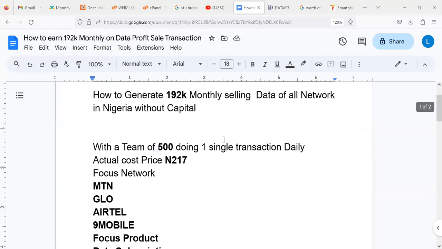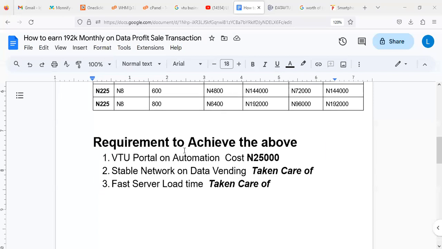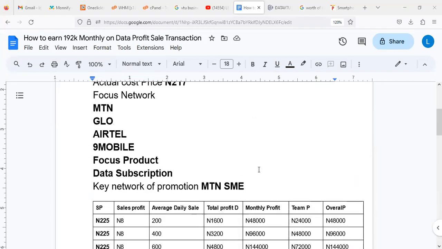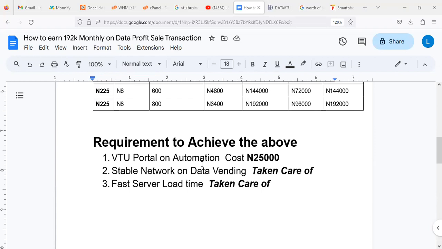Now, remember the title of the video, we are going to be making this without their capital. Let me explain what we mean. Before you can actually achieve this income potential, you need to run what we call a VTU website that will be on automation. Automation means that we are not the one doing the selling. The system is going to be doing that. All you need to do is to own the VTU website and, of course, let your customer come on board to begin to do transaction. Now, I'm going to show you how exactly you're going to get that.